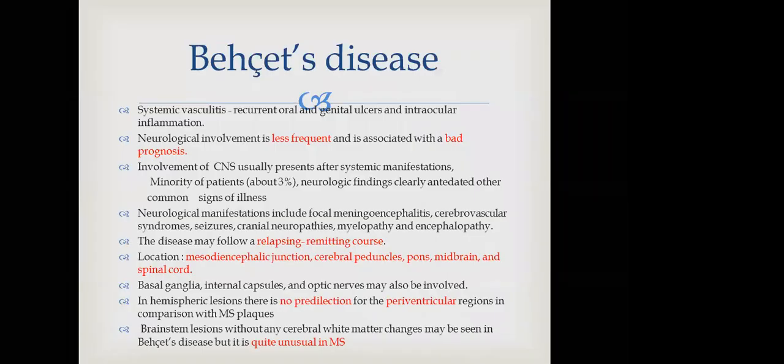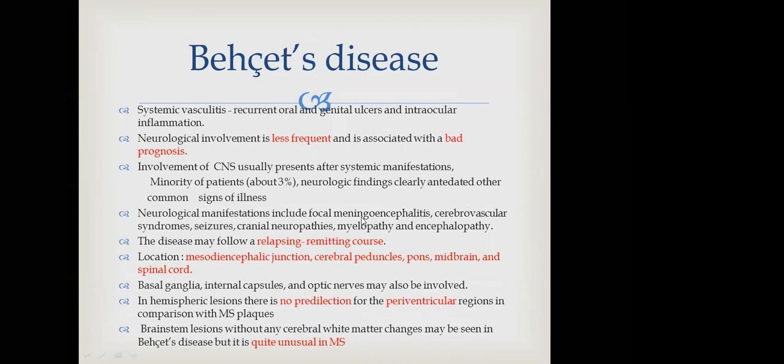Behçet disease is a systemic vasculitis with recurrent oral or genital ulcers and intraocular inflammation. Neurological involvement is less frequent, and if there is a neurological component, it has a bad prognosis. Involvement of the central nervous system usually presents after the systemic manifestations, but about 3% may have CNS manifestations which precede the common signs of Behçet disease.